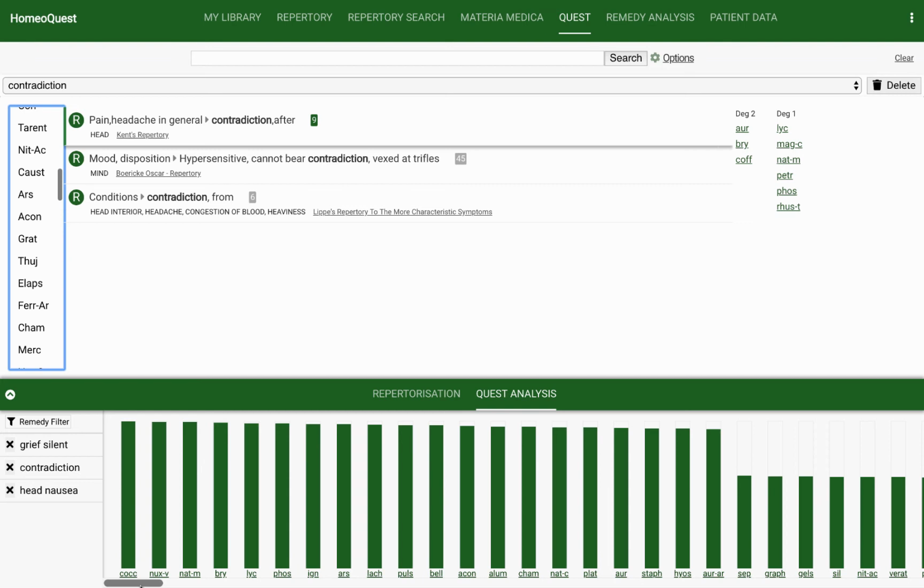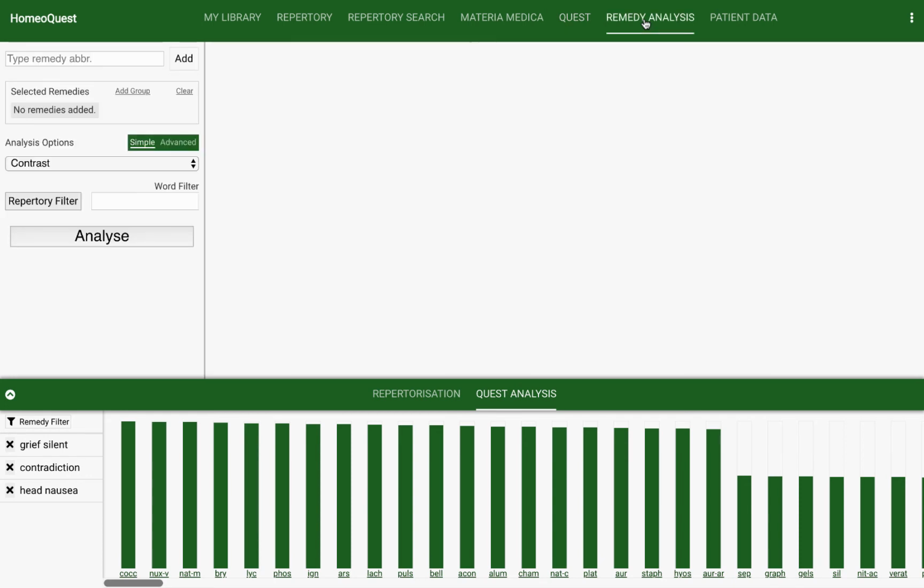Now, the other important feature is remedy analysis. Remedy analysis is like a huge feature. This is where you can compare and contrast hundreds of remedies. You can derive thematic Materia Medicas, reverse Materia Medicas, therapeutic Materia Medicas, group analysis, kingdom analysis. I mean, this is like a deep feature.